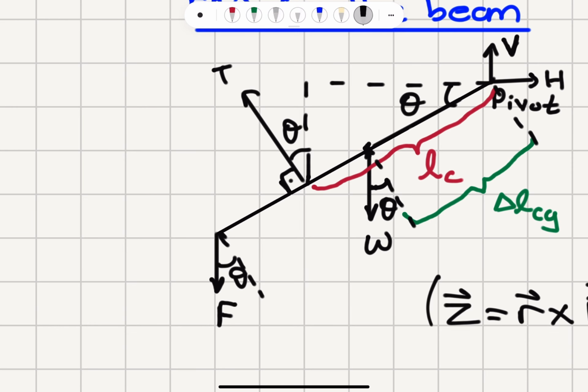And now you can see that this has the same sense of rotation. It is trying to rotate it counterclockwise, right? This is also trying to rotate it counterclockwise.